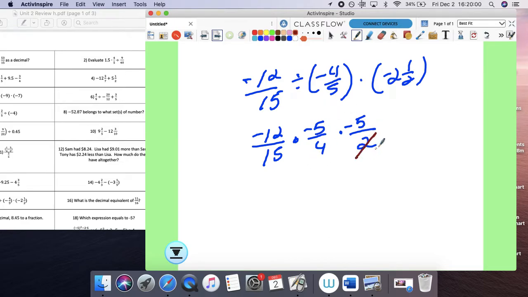I did that because I want to simplify. This 2 divided by 2 is 1. 12 divided by 2 is 6. I can simplify the 6 and the 4 now. 4 divided by 2 is 2. 6 divided by 2 is 3. The 15 and the 5, 5 divided by 5 is 1, and 15 divided by 5 is 3. This 3 and that 3 can be simplified, so I'm left with 1. So it's a negative times a negative times a negative, which is going to give me a negative. On the top, I just get negative 1, and at the bottom, it looks like I get 2.